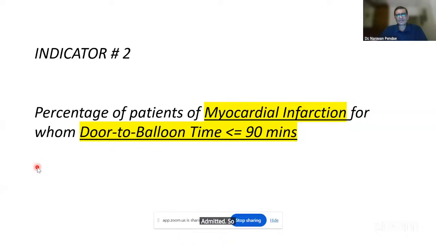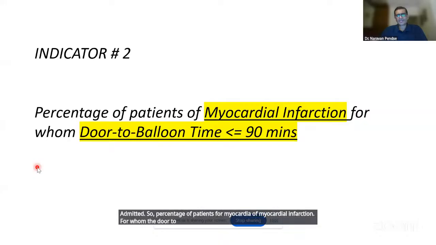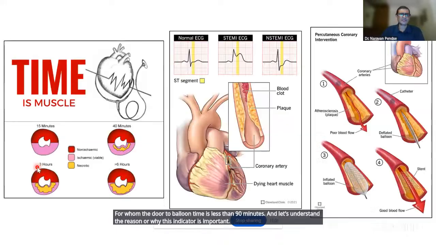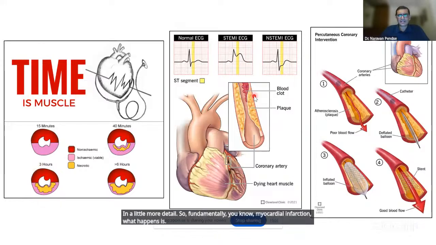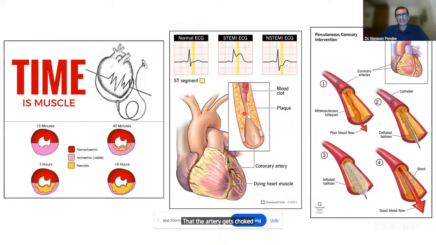So, percentage of patients for myocardial infarction for whom the door to balloon time is less than 90 minutes. And let's understand the reason why this indicator is important in a little more detail. Fundamentally, in a myocardial infarction, the artery gets choked and the blood supply to the distal muscle of the heart reduces.